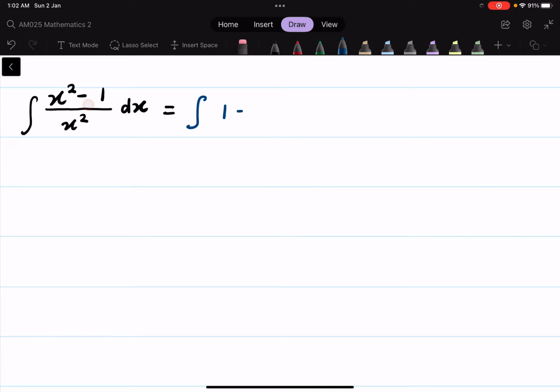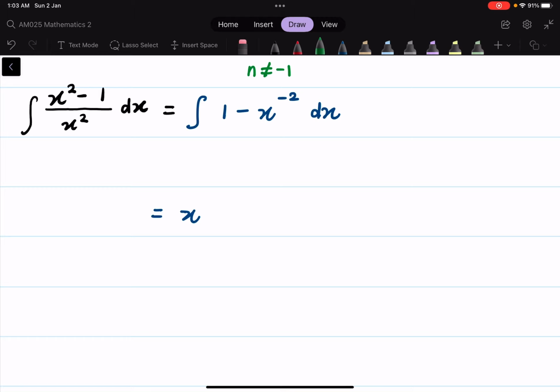Negative here, 1 divided by x squared is x to the power of negative 2. So now we can integrate. Integrating 1 gives x. So how does it become x? Because it's actually x to the power of 0, where the power is not equal to negative 1.